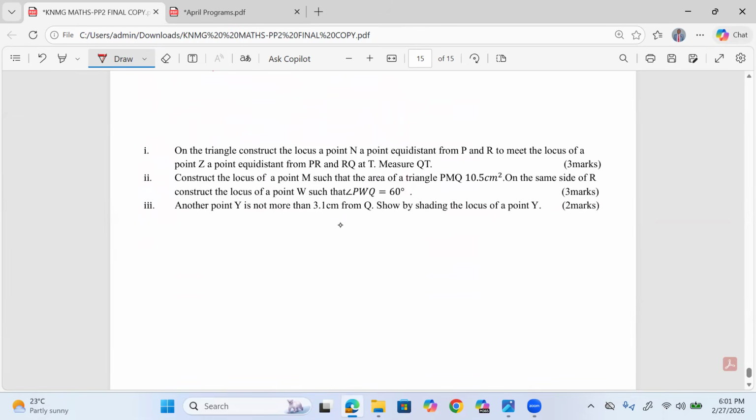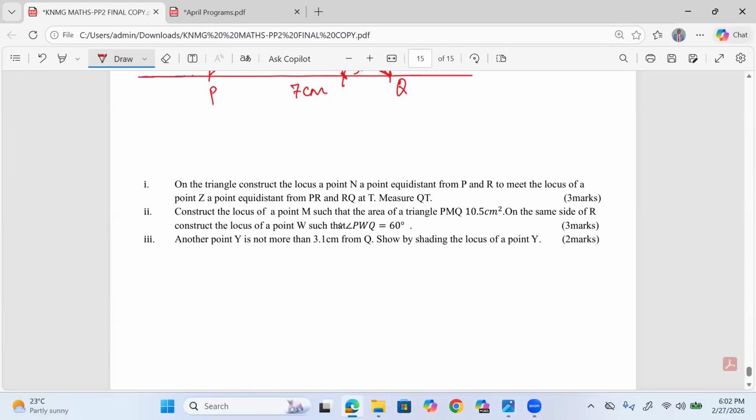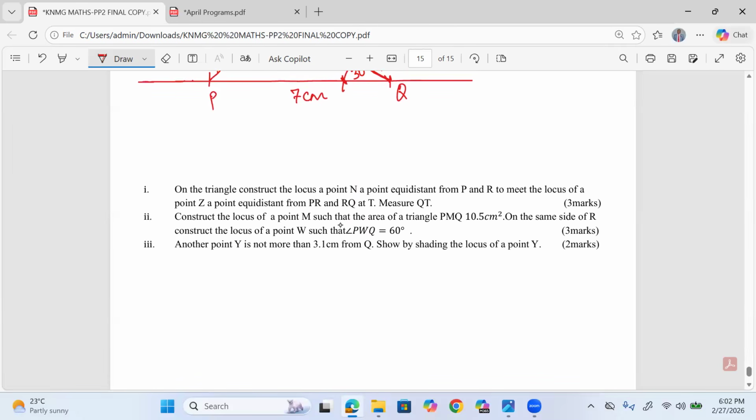Now we get to the other instructions. Roman 1, this is part B now. On the triangle, construct the locus of a point N, a point equidistant from P and R, to meet the locus of a point Z, a point equidistant from PR and RQ at T. Then you measure QT. One thing that you're supposed to know, these are two loci which have been discussed on the same question.